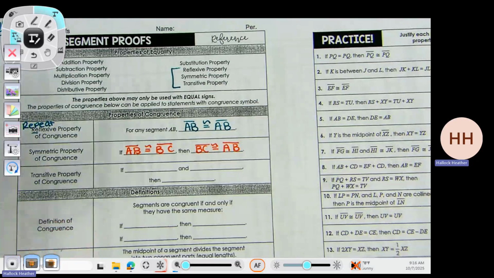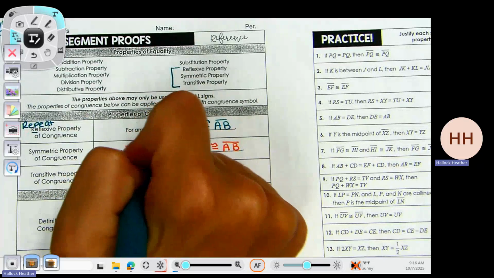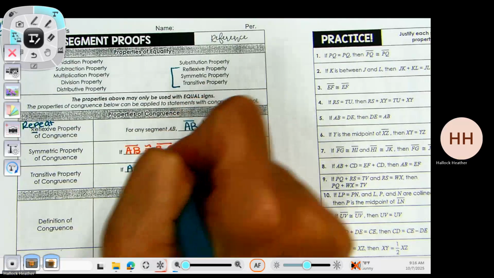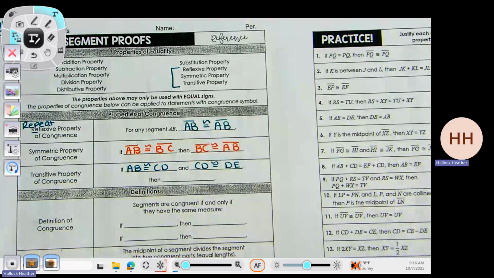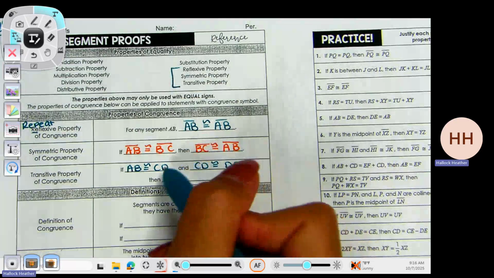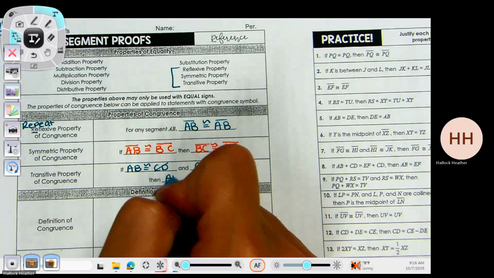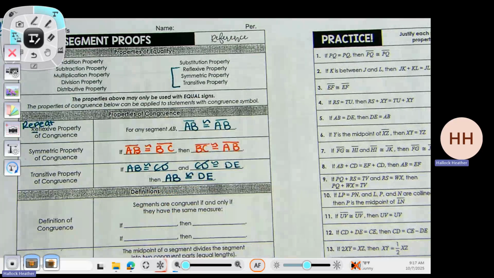Next one's transitive property. Transitive property is the weirdo that we talked about yesterday. If this is congruent to this and this is congruent to this, then I can cross out what they share and put the first and the last equal to each other. So let's say AB is congruent to CD, and I know CD is congruent to DE. They both share that CD aspect, so I can cross out what they share and say AB is congruent to DE. So it's removing the middleman.